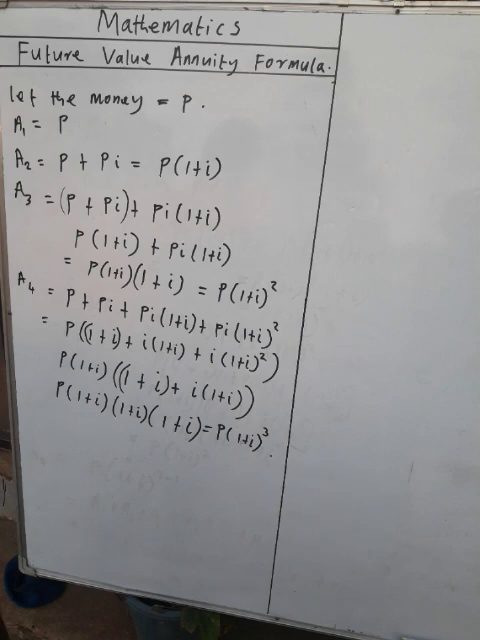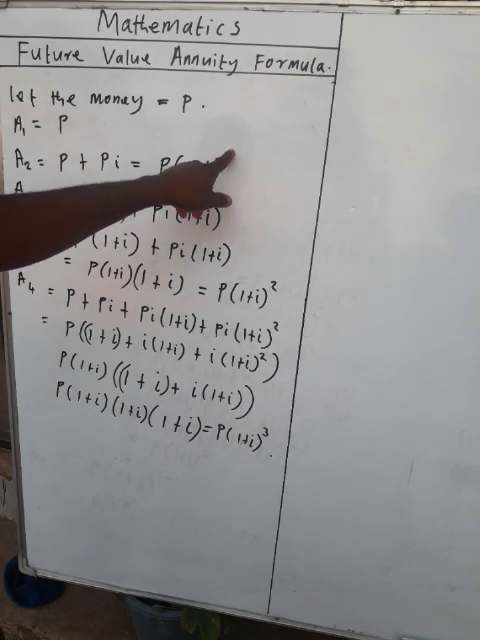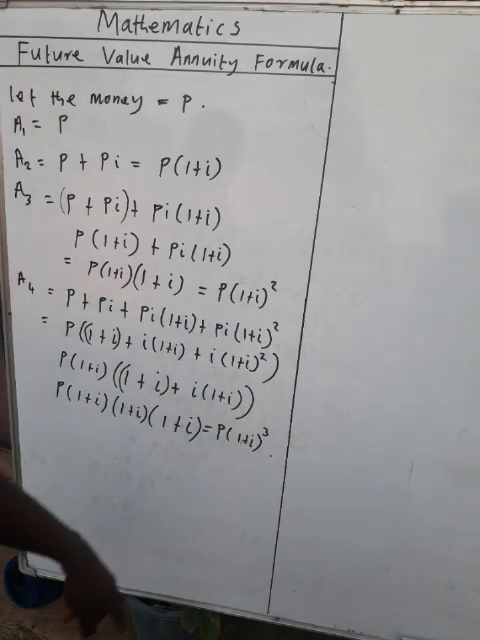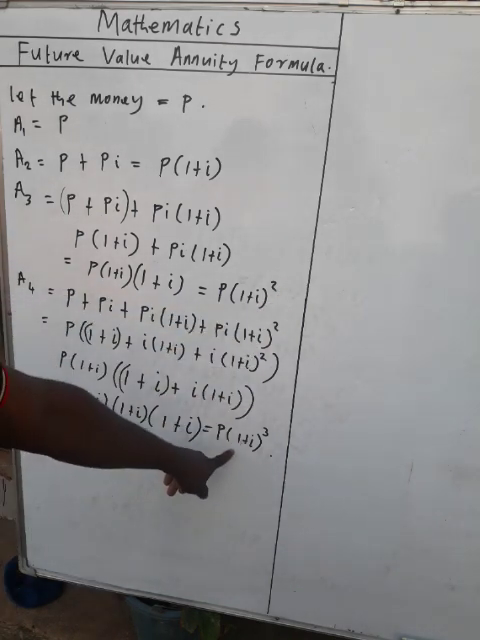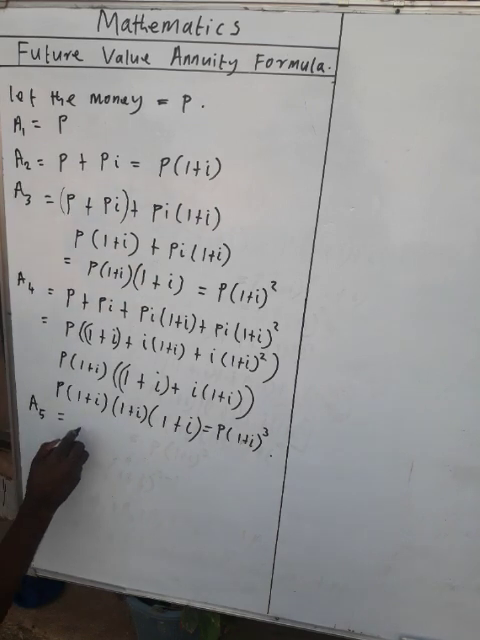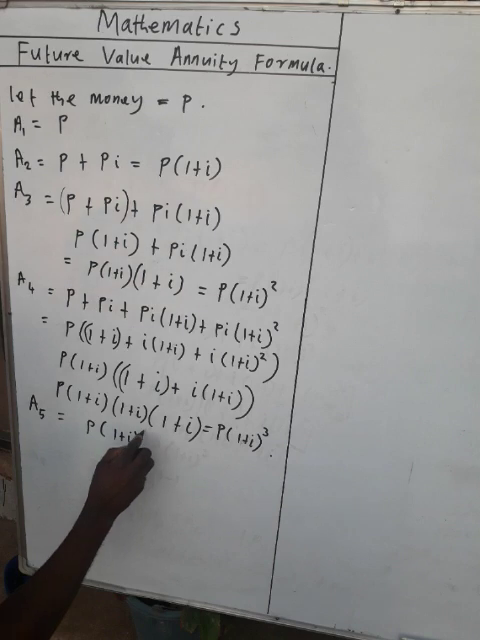Looking at this, it forms a geometric series because the amount for the first time is P, the second one is P(1 + i)^1, the third one is P(1 + i)^2, the fourth one is P(1 + i)^3. So the amount on the 5th month is going to be P(1 + i)^4.